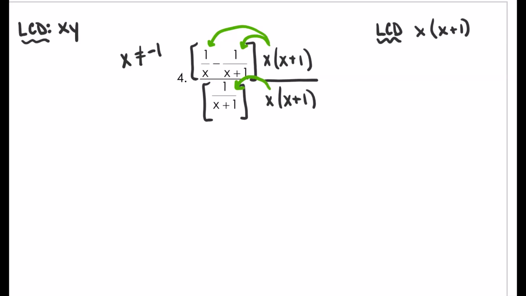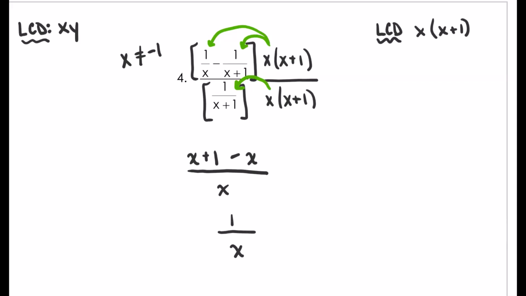So my first fraction in the numerator turns into simply x plus 1. And then my second fraction, the x plus 1's divide out. So then I'm left with minus x. In the denominator, the x plus 1's cancel. And I'm just left with x. And then notice here that I get 1 over x for my final answer when I reduce.